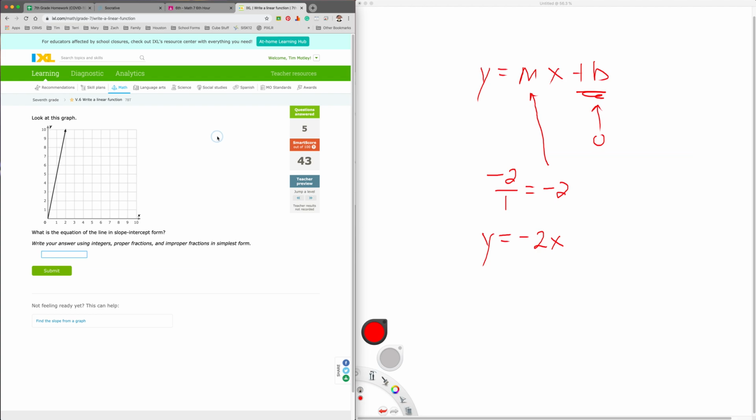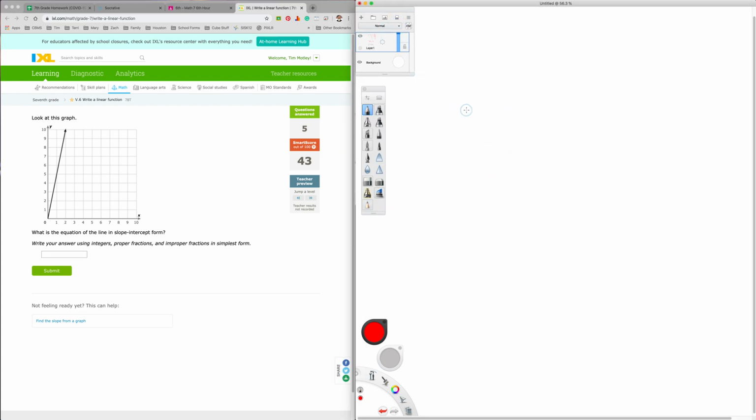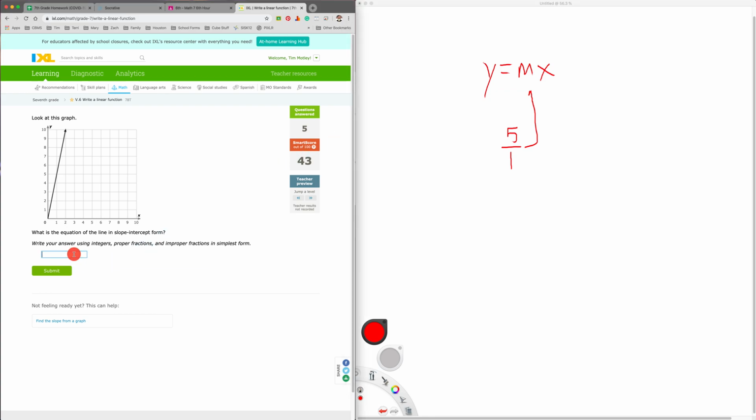Submit that, and then let's do maybe 2 more. Get me up over 50. So this one goes to the origin again. If it goes to the origin, that means we don't need the b at all. So y equals mx. I'm not going to bother with putting a plus 0. And then the steepness of the line, I want to go up and over, but I don't want to guess. So this looks like a nice point right here. It's up at 5, and I have to go over just 1. So this slope is 5 over 1. And I'm going to put that in as 5, because 5 divided by 1 is 5. So this is just y equals 5x.